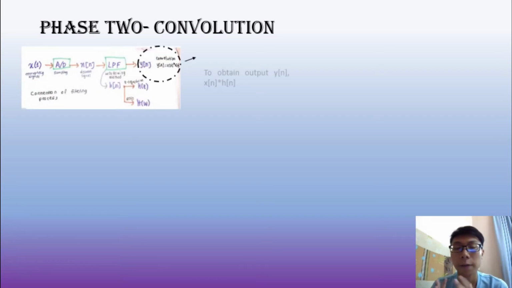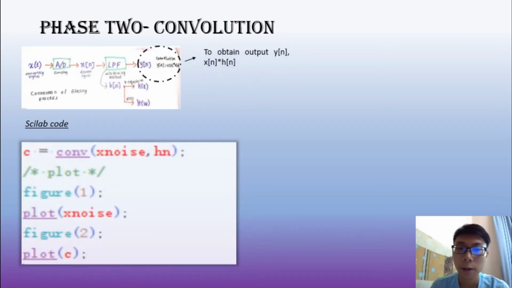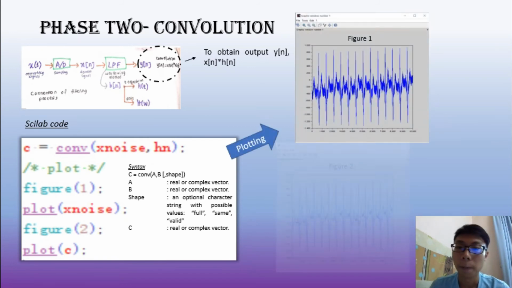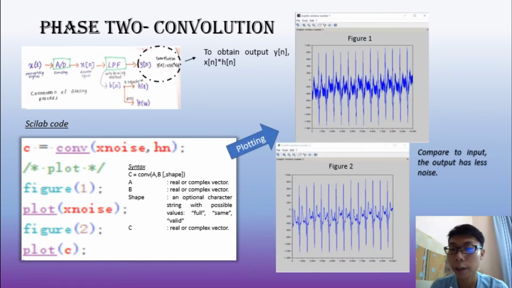Convolution is the last part of the process. In order to obtain the output Yn, we need to convolve Xn with Hn. Below are the codes we use for the convolution. By comparing figure 2 with figure 1, where figure 2 is the output, we can clearly see that the output has less noise and the signal is better.